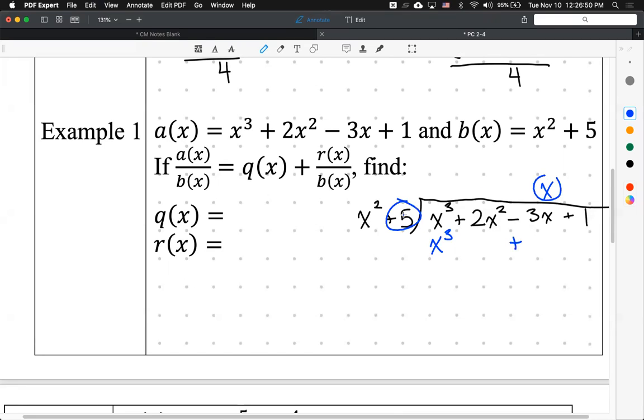What's x times 5? 5x, yep. You're good. Notice where I've written these. I did not write plus 5x underneath the 2x squared because 5x is not like terms with 2x squared. The like terms are negative 3x and a 5x. Be careful about where you write your numbers. The integer equivalent of x squared plus 5 wouldn't be 15, it would be 105 because you skipped a place. So be careful. All right, so we've now distributed our x into our x squared plus 5.